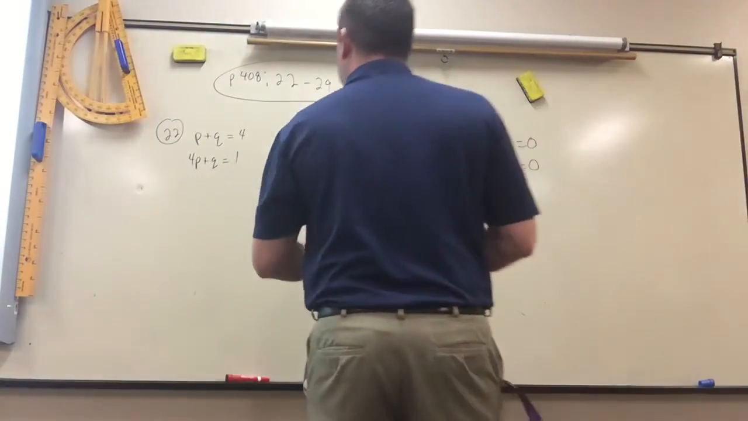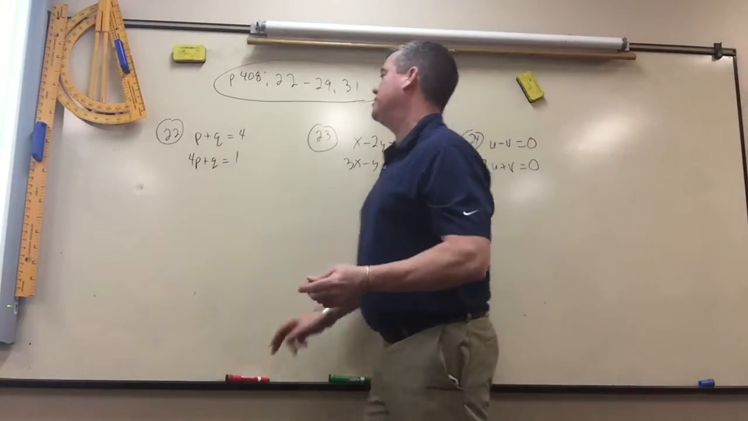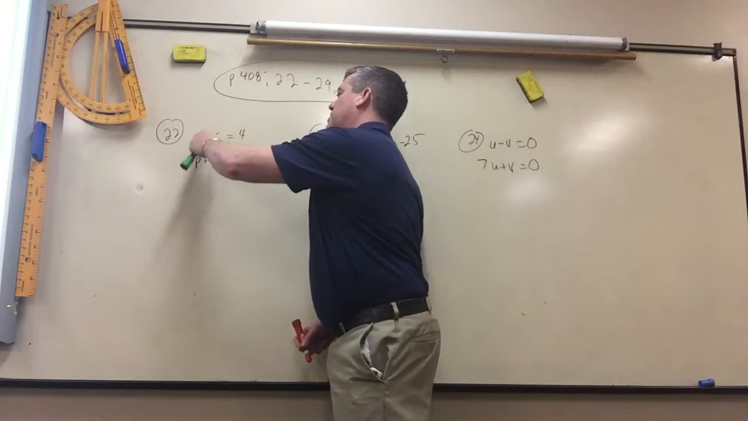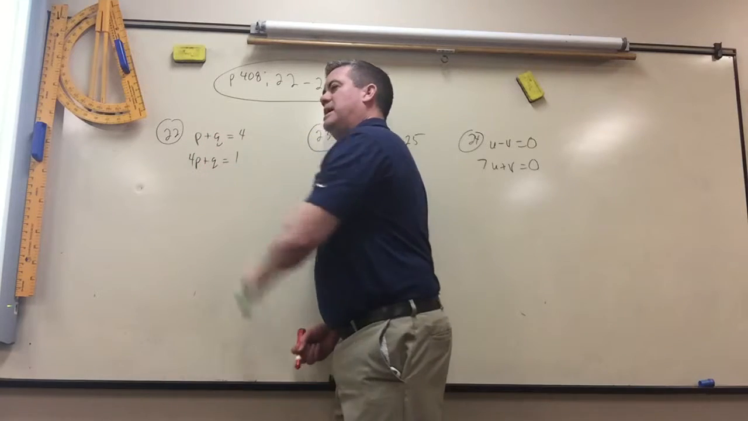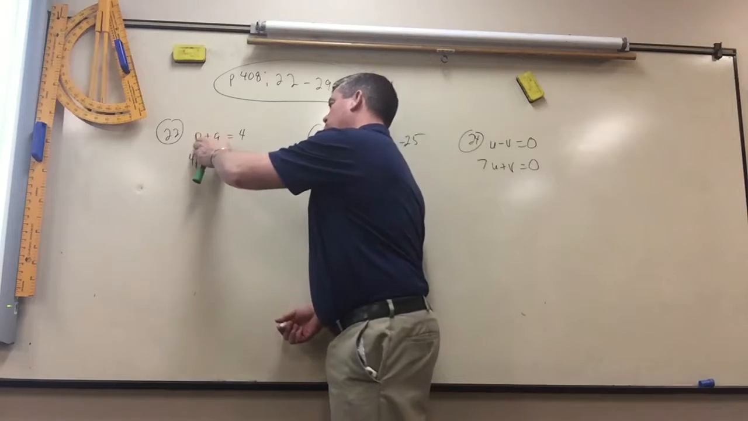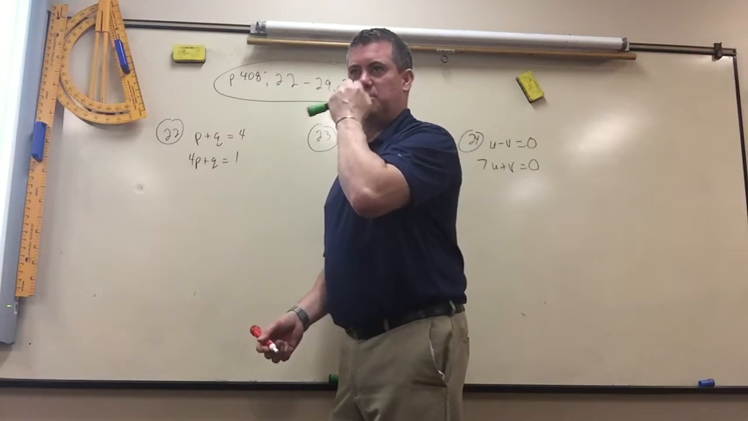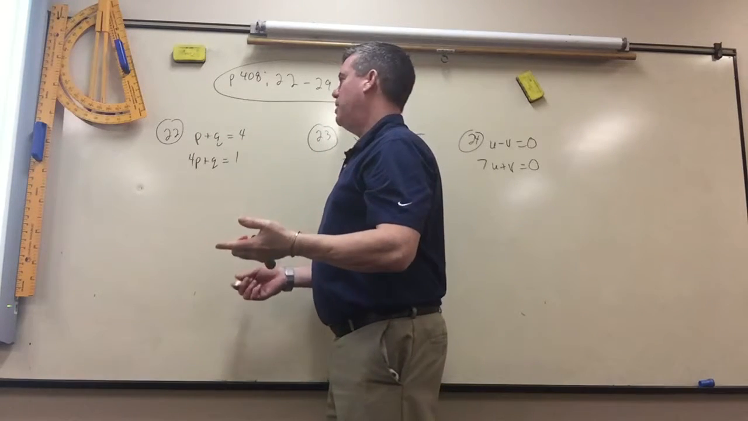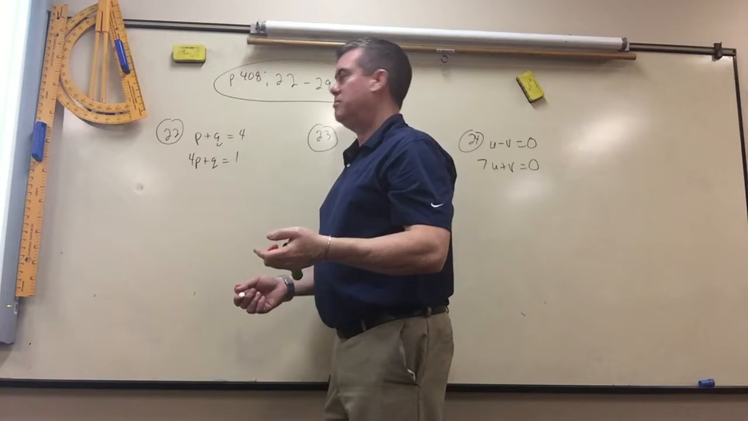So in 22, you've got some options. I could get the p by itself, this q by itself, or even that q by itself. So, myself, I would choose this one because it's the simplest equation. Now, which one do you want to get by itself, p or q?